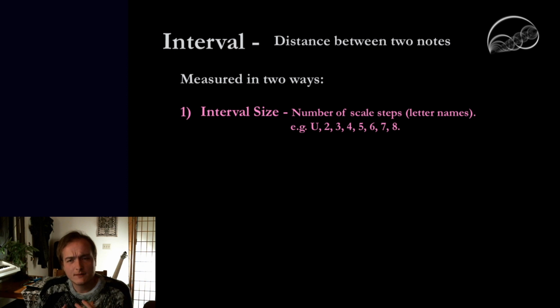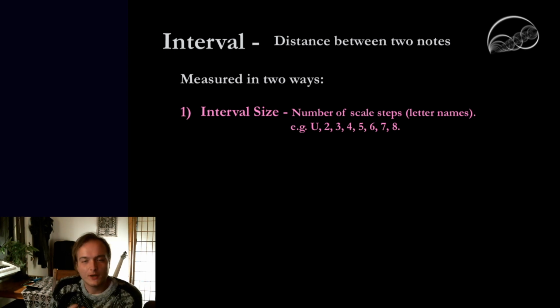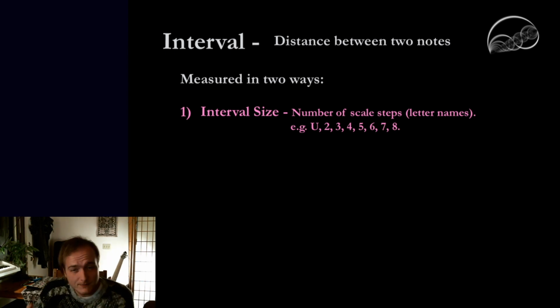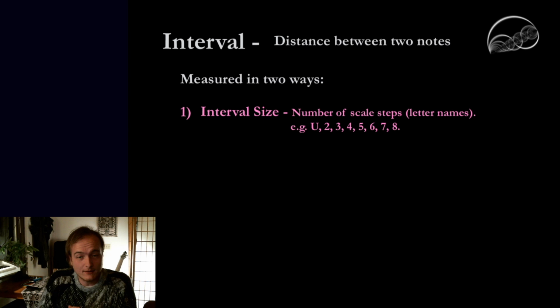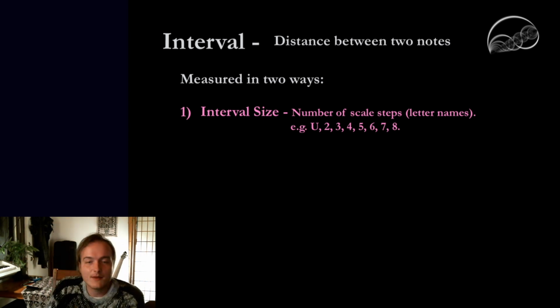And we've kind of seen this thing before. The size is just calculated in terms of the number of scale steps. In other words, the number of letter names that distance the two notes. So think of it this way, like C to C, that would be a unison, or a one. C to D, that's going to be a second. C to E, that's going to be a third. C to F, a fourth. C to G, a fifth, and so on.